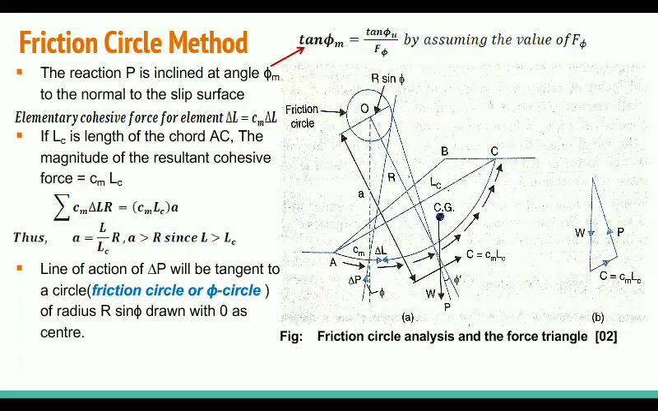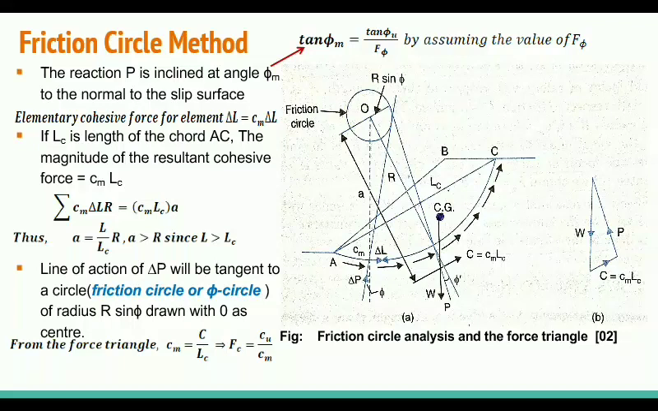So in this force triangle, you have the W value, the angle of P, and the angle of C. By knowing the W value and all the angles, we can calculate the P value and the C value, meaning we can calculate Cm into LC. Once we have Cm into LC from the force triangle, we can calculate Cm, the unit mobilized cohesion, which is constant along the slip surface. So Cm is equal to C by LC.